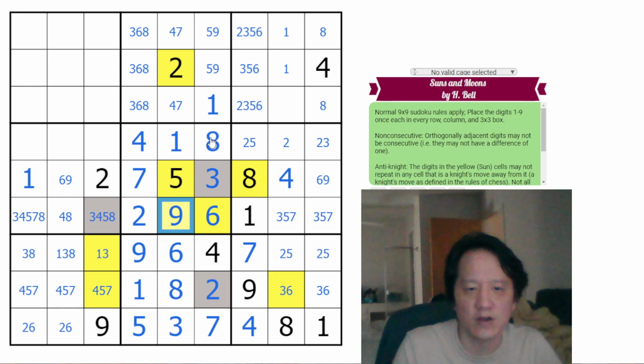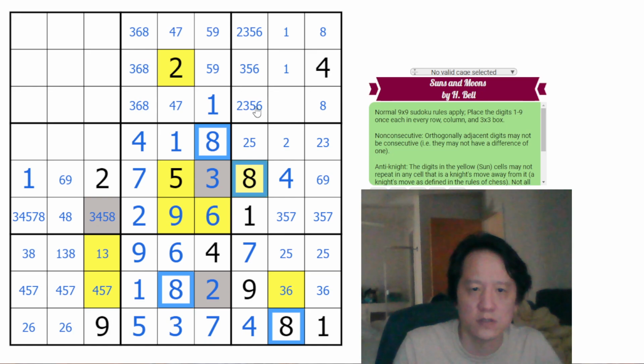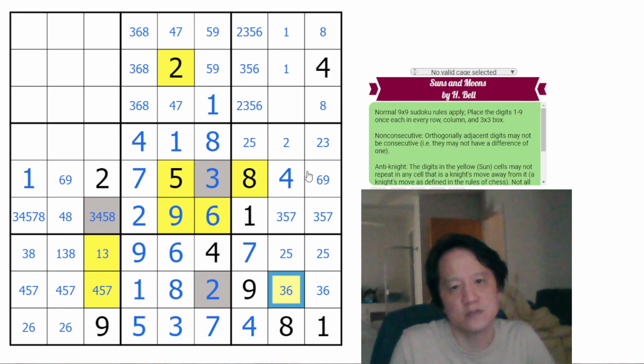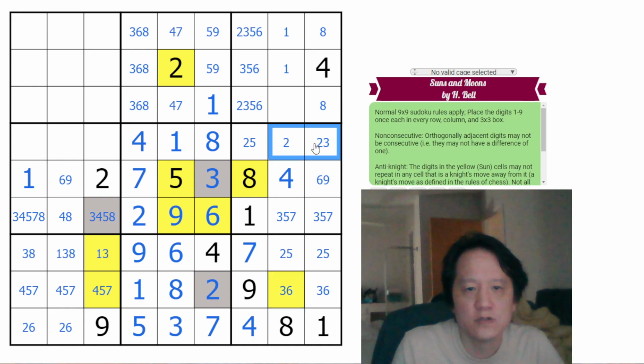9. We have all the knight's moves taken into account. 5, all the knight's moves are taken into account. 6, all the knight's moves are taken into account. 8, all the knight's moves are taken into account. 3 or 6. Okay.